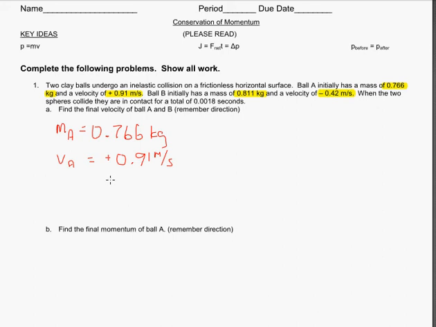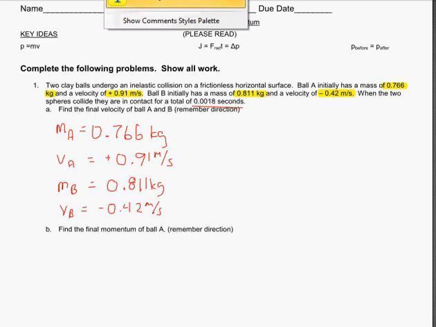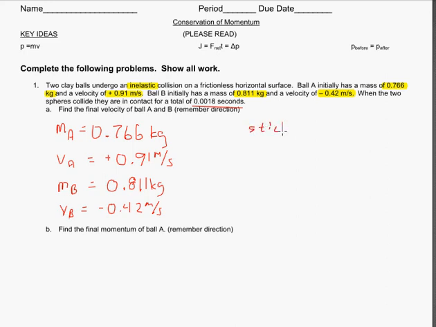Okay, so now we have mass B equals 0.811 kg. And then we also have VB equals negative 0.42 meters per second. When the two spheres collide, they are in contact for a total of this much time. Okay, that's something that'll come in later. But we have to go back, and there's something extremely important. This right here, inelastic. And when you see inelastic, guys, I have to stress, this means they're going to stick together.